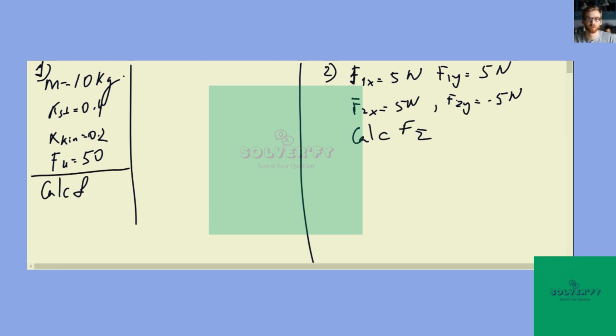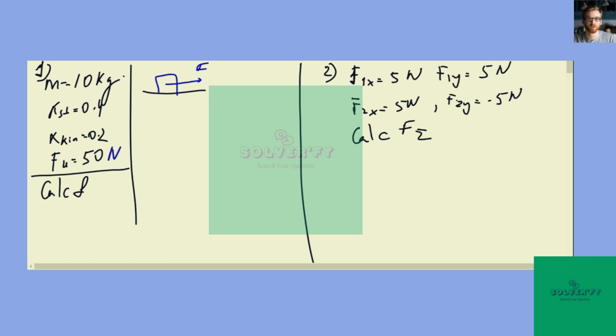Problems. In the first problem, there is an object on a table to which a horizontal force of F is applied. F is 50 newtons, and here we have to determine whether the object is moving or not.